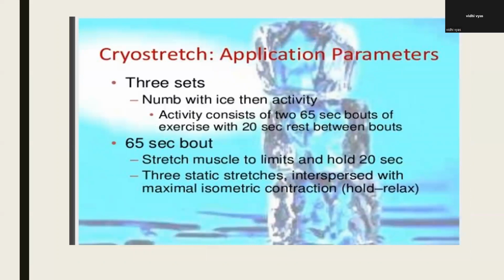Cryostretch application parameters: 3 sets, numb with ice, then activity. Activity consists of 2 bursts of exercise of 6 seconds each with a 20-second rest between bursts. Stretch the muscle to its limit and hold 20 seconds. Three static stretches interspersed with maximal isometric contraction, hold and relax.